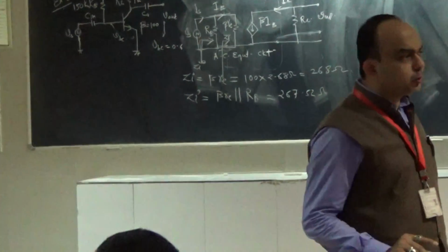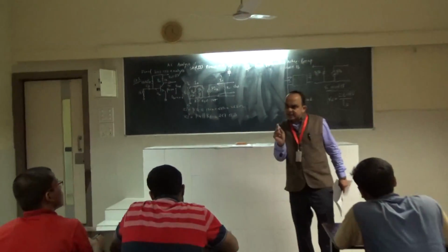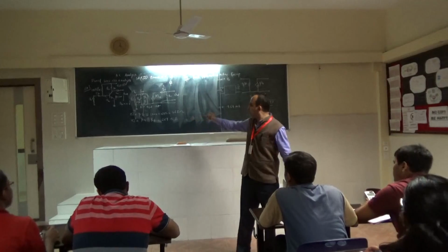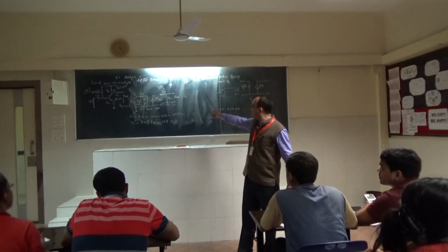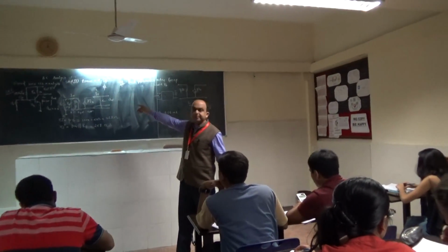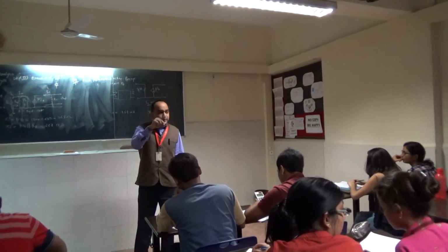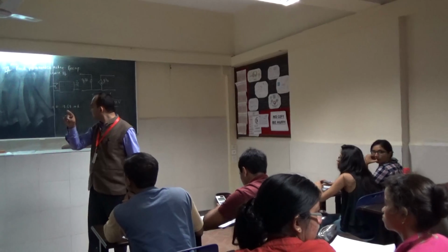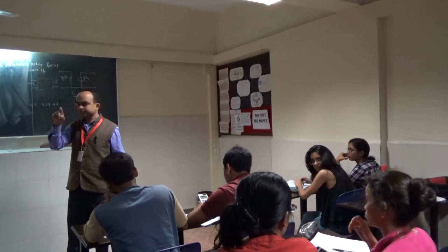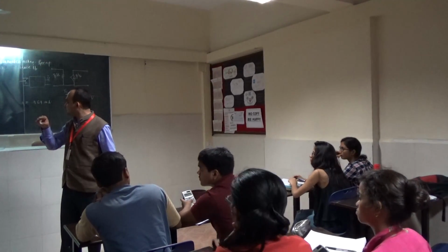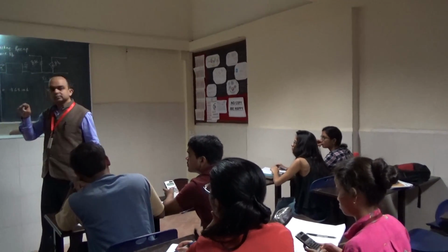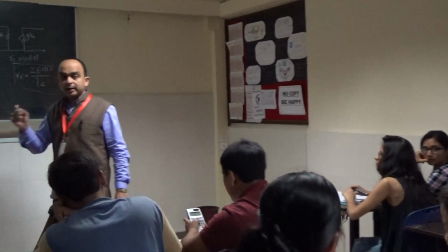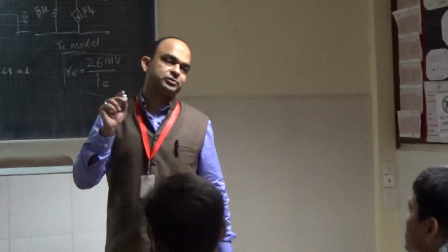Parallel combination of two resistors is always less than the least value of the resistors. Now what is the least value of the resistors? 268 ohms is there and the other one was 150K. So the equivalent will always be less. So 96.19? What? Zi dash? Never it will come like this because it will be lesser than 268 ohms.